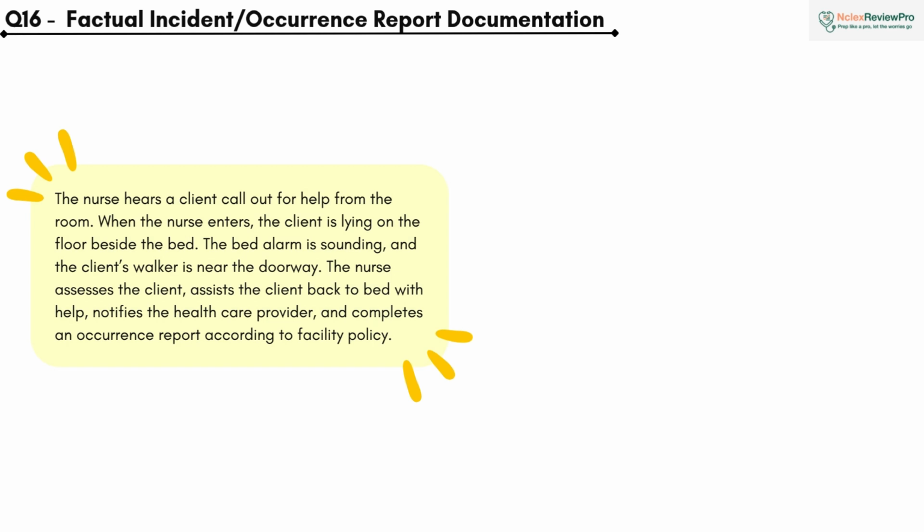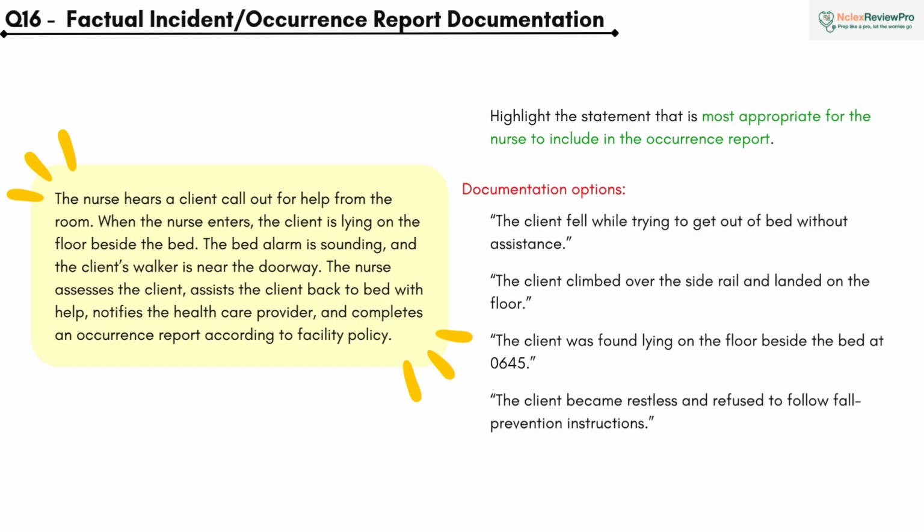The nurse assesses the client, assists the client back to bed with help, notifies the healthcare provider, and completes an occurrence report according to facility policy. And the question is asking, highlight the statement that is most appropriate for the nurse to include in the occurrence report. The documentation options are: the client fell while trying to get out of bed without assistance. The client climbed over the side rail and landed on the floor. The client was found lying on the floor beside the bed at 06:45. The client became restless and refused to follow fall prevention instructions. Take a moment and think about your answer.